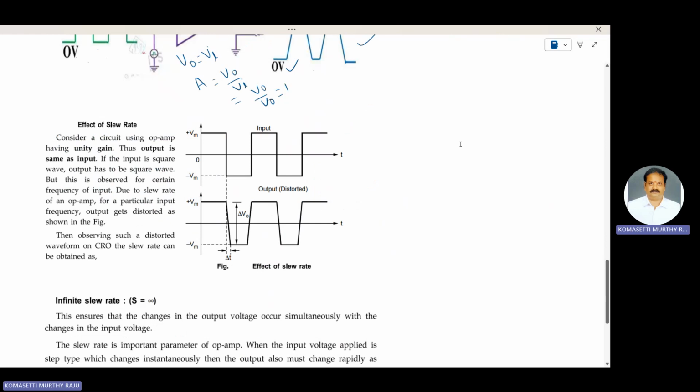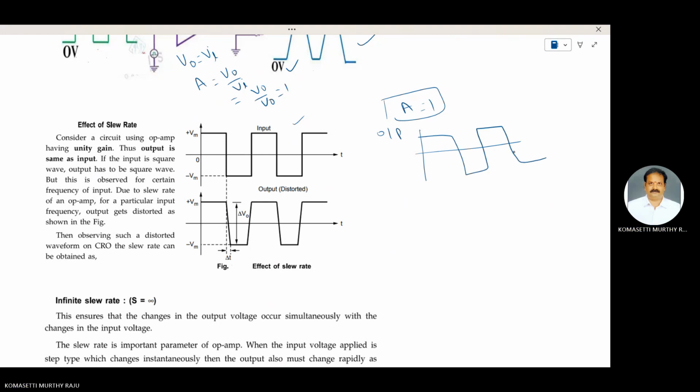Consider a circuit using an op-amp having unity gain. Unity gain, A is equal to 1. The output is the same as the input. This is the input. This is the output. If the input is a square wave, the output has to be a square wave.